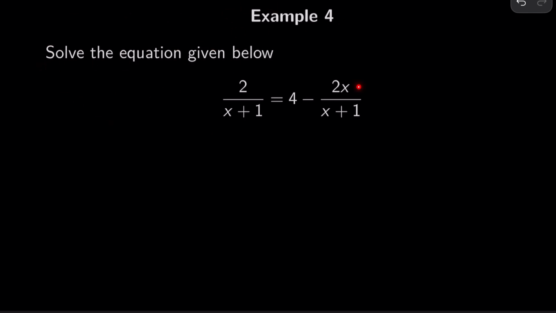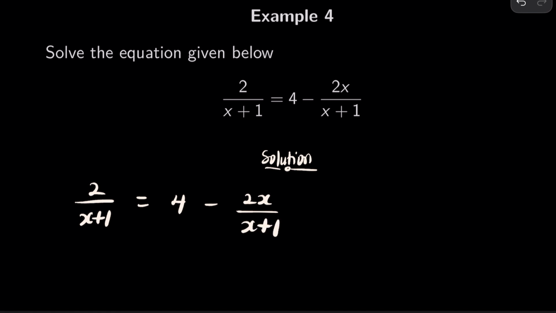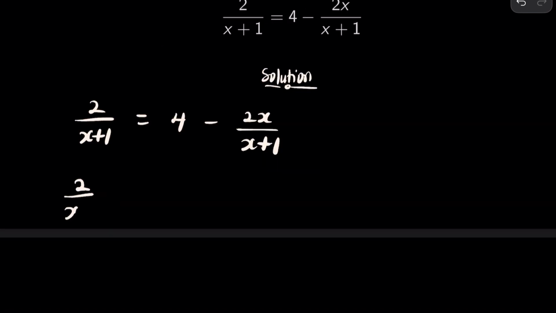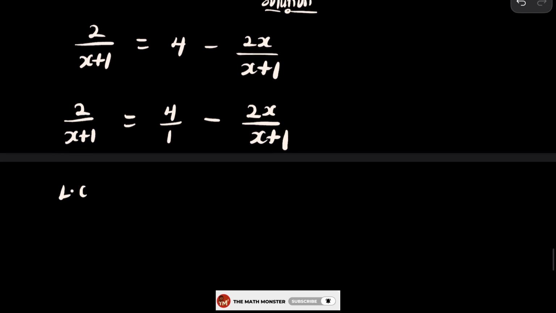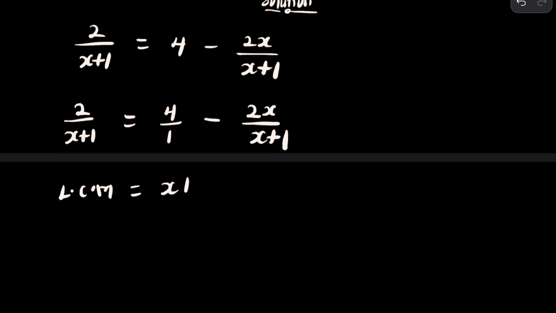Example 4. Solve the equation given below. Solution. In this equation, the terms in the equation are fractions. So we must first find the LCM, then we can simplify, right? So we have the equation giving us 2 on x plus 1 is equal to 4 minus 2x on x plus 1. And this equation is the same as 2 on x plus 1 is equal to 4 on 1, right? Because 4 is the same as 4 on 1 minus 2x on x plus 1. Now let's find the LCM. The LCM in this case is giving us x plus 1.